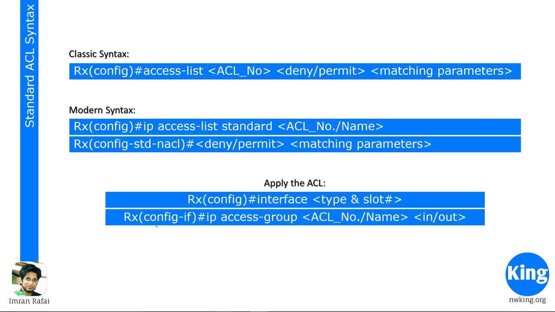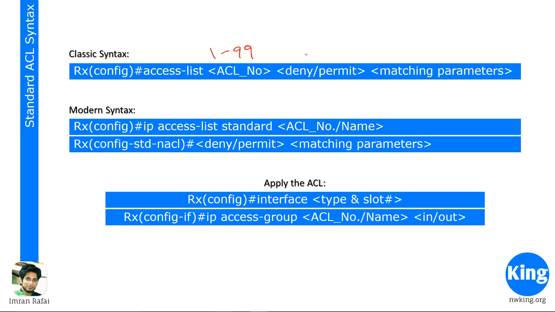Let's look at the standard ACL syntax. There are two ways of defining your ACL. One is a classic way, where in your global config mode you say access list and you put an access list number. If you remember from our previous slide, it said any number from 1 to 99. So if you put access list and any number from 1 to 99, your device automatically knows that this is a standard ACL. And if you put any number from 100 to 199, it automatically knows that you're doing an extended ACL. For this video we're going to do standard ACL, so you can put any number from 1 to 99, and then you can put a statement, deny or permit.